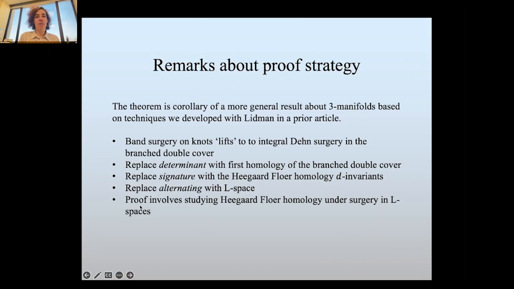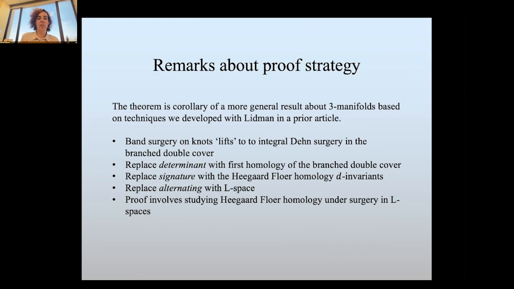So just a couple of remarks about the proof strategy that goes into these types of things. The theorem stating this, the difference in signature being 8 or 0, is a corollary of a more general result about 3-manifolds that's based on techniques that we developed with Ty Lidman. The idea is that the band surgeries that we're studying lift to integral Dehn surgery in the branched double cover. And then the knot invariants that we're interested in, the determinant and the signature and the property of being alternating, correspond with properties of those branched double covers.